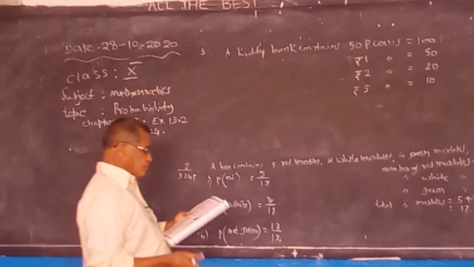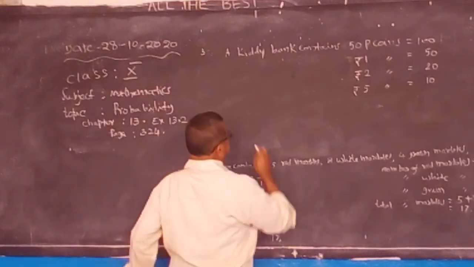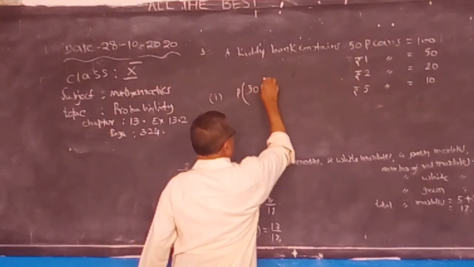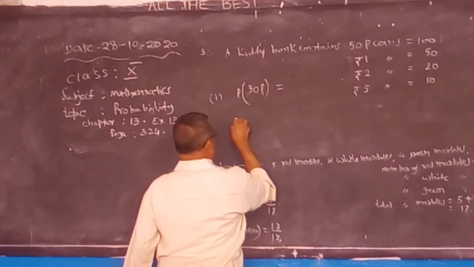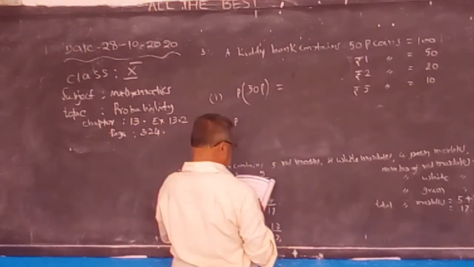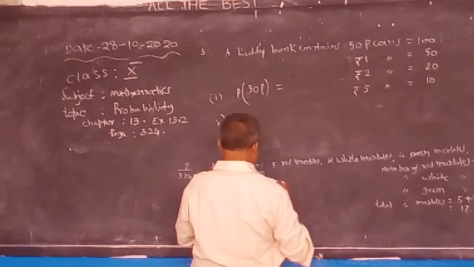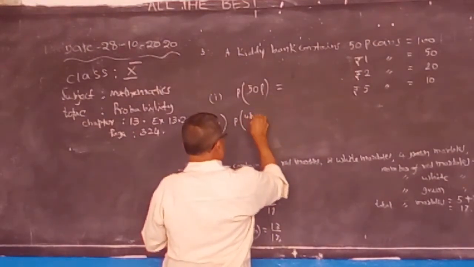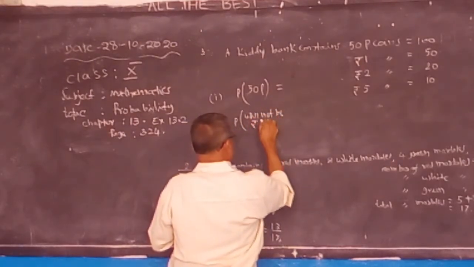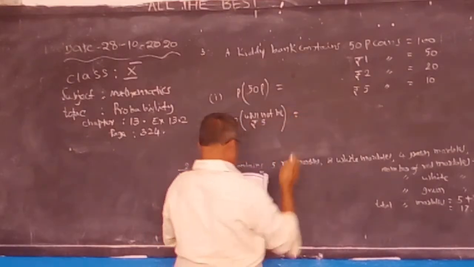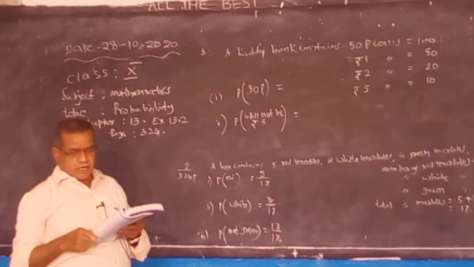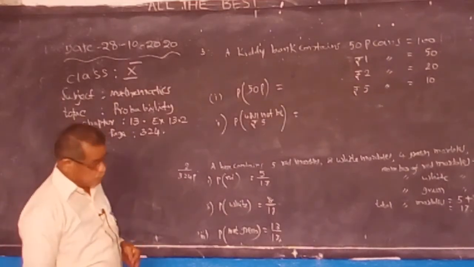So he is asking the probability of a 50 paise coin, and the probability that it will not be a 5 rupee coin. Only these two questions are being asked.